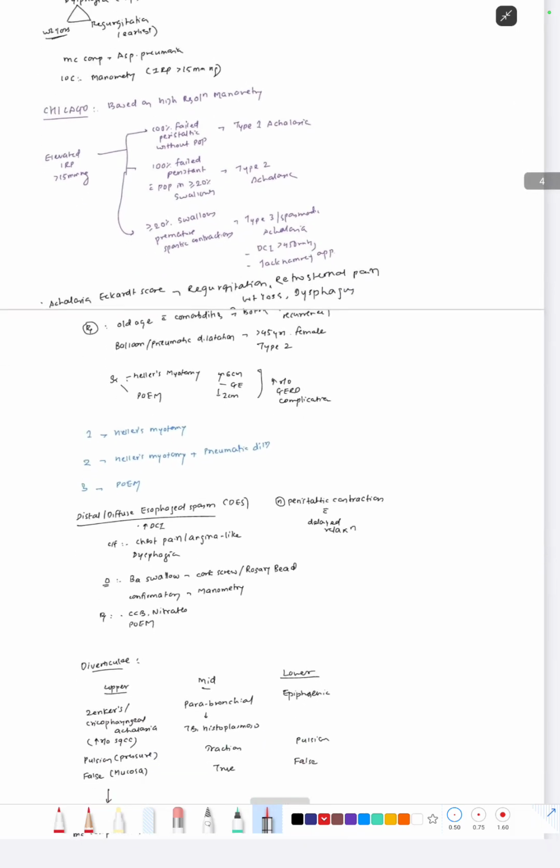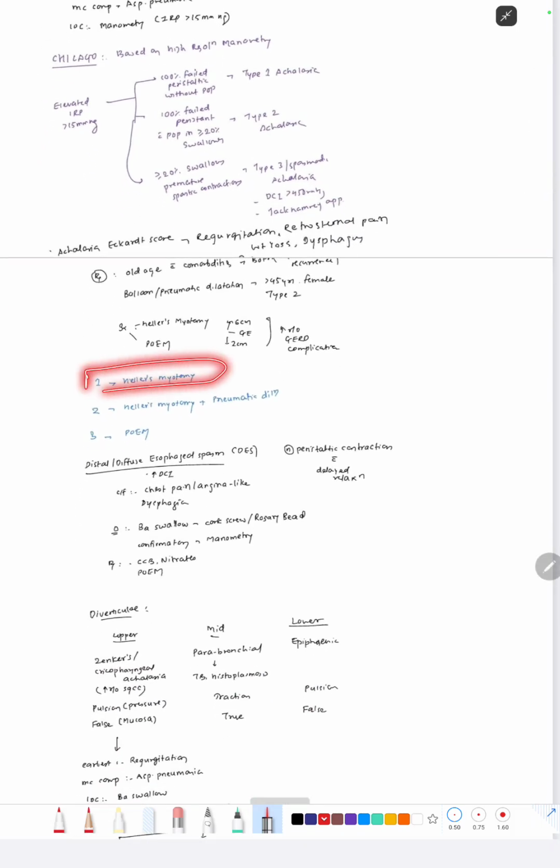So if it's going to be type 1 achalasia, we have to go for Heller's myotomy. If it's type 2, then Heller's myotomy plus pneumatic dilatation, and for type 3, POEM is done.